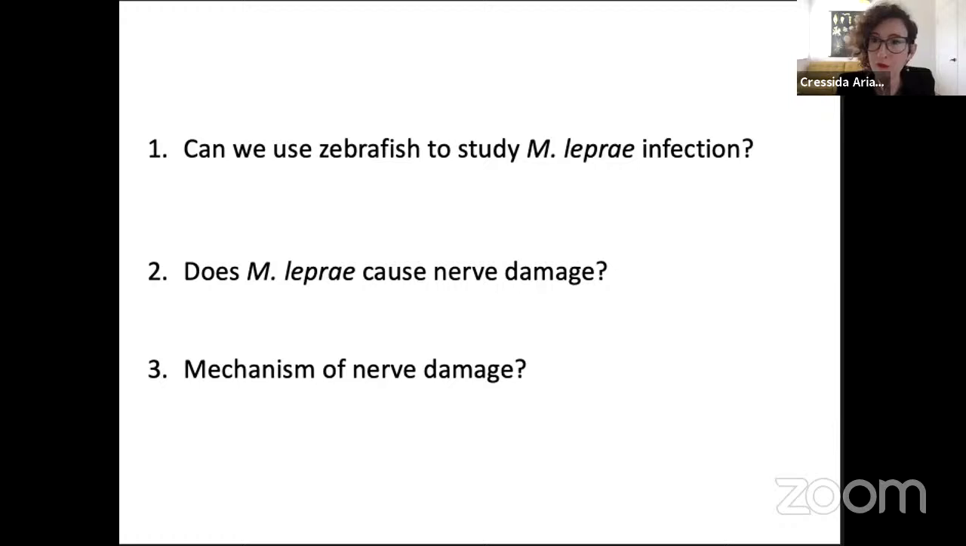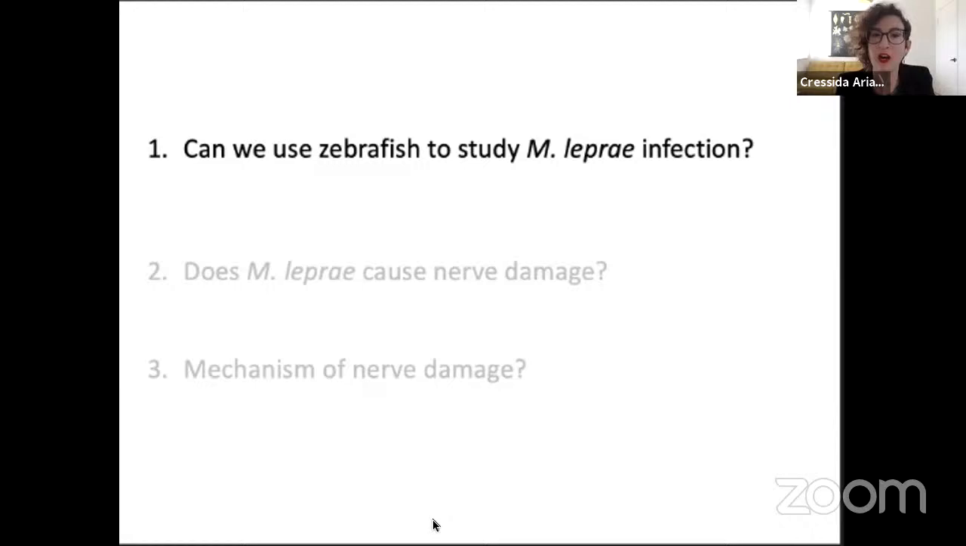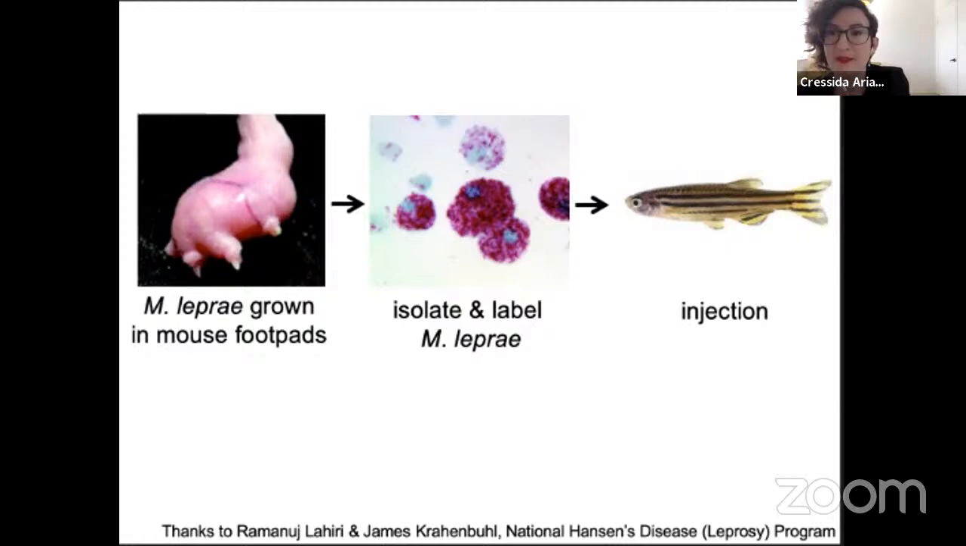So first, turning to development of the zebrafish model, we got our M. leprae bacteria initially from the National Hansen's Disease Program in Louisiana. So many thanks to them for their very important contributions to this work. They grew the bacteria in the footpads of skid mice for about 6 months and then harvested the bacteria for us, purified them, and stained them with a lipophilic dye, a fluorescent lipophilic dye called PKH.